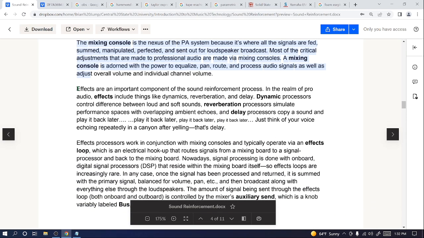Here's a review of what the effects are in the realm of signal processing. Dynamics and reverberation and delay, most common ones. Dynamics controls the difference between loud and soft. Reverberation, processors that simulate performance spaces. And then there's ambient echoes, which also simulate ambience, born of delay. The difference, of course, is you can hear the individual echo repeats. They play it back later, play it back later, play it back later. But both delay and reverberation can be used to create the scale and scope of a performance venue.